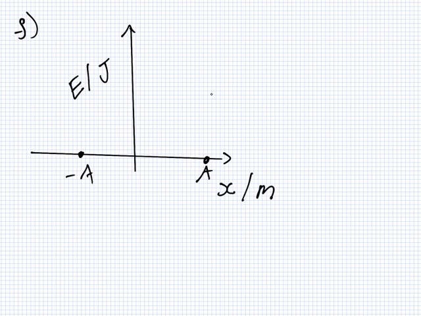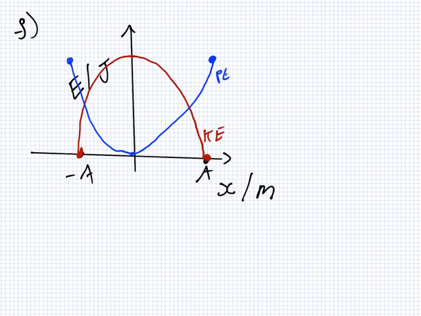The kinetic energy. At the beginning, the energy is all potential. It has no kinetic energy because it's at rest. Then, as it swings to the center, it gains more kinetic energy, and then loses kinetic energy until it's at rest again. So this is kinetic energy. Potential energy runs the other way, maximum at the beginning. This is potential energy. And total energy, which is kinetic energy plus potential energy, is just a straight line here.